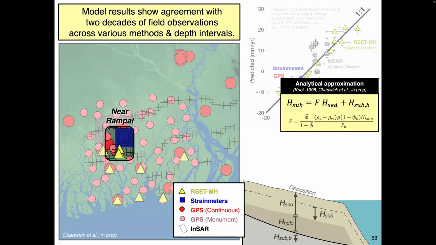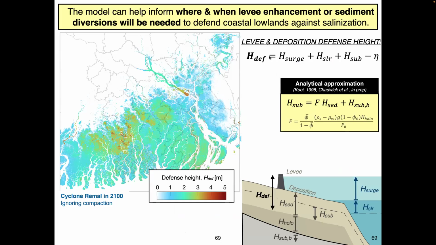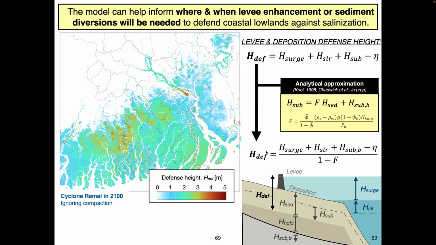And one of the things we can do with this is actually start thinking bigger picture and taking an analytical solution to this model now that we have some faith in it. And basically, this is the analytical solution to the model. And if we plug this in to our initial levee and defense height problem from earlier, we can start to inform where and when we might need to build levees higher or divert more sediment in order to defend these coastal lowlands in the future. So what I mean by this is we can take this analytical solution, plug it in for the subsidence, and then rearrange to isolate the variables. You get this equation at the bottom, and we can update our map using that equation.